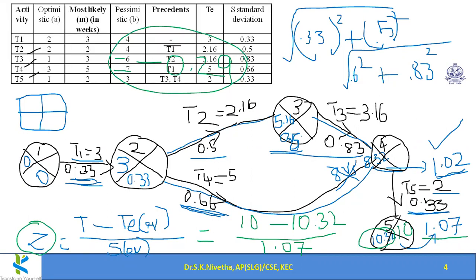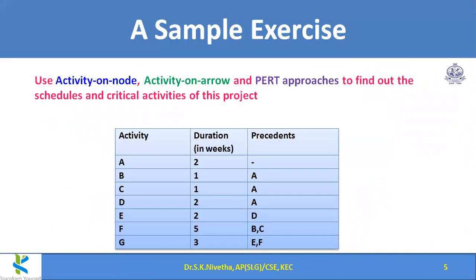Okay. So now we shall move on to another example. With this example, we shall try similar. So to draw activity on node network, activity on arrow network, and we shall try using PERT approach by including optimistic time and pessimistic time. Okay. So first we shall try activity on node network, then activity on arrow network to identify critical path, and then finally try to find out the probability of completing the target based on Z value. Okay. So now this is the question.